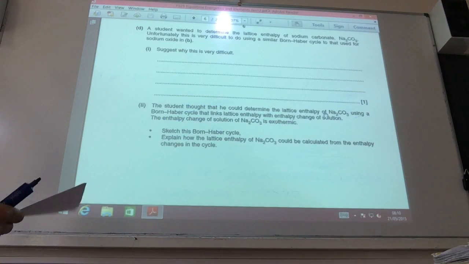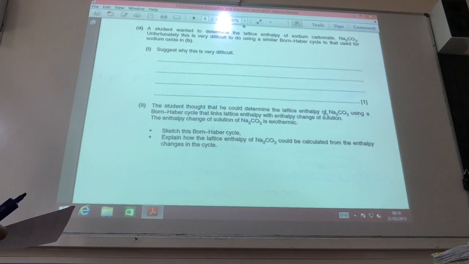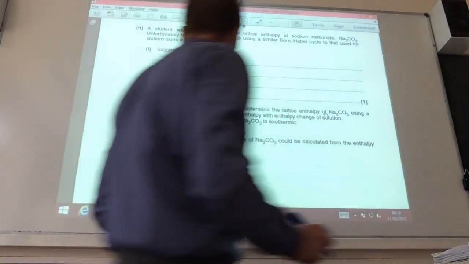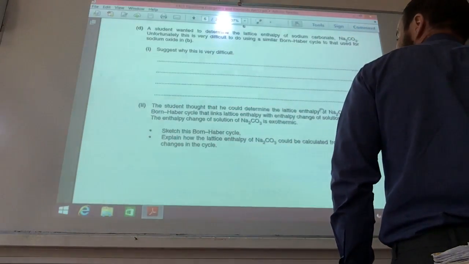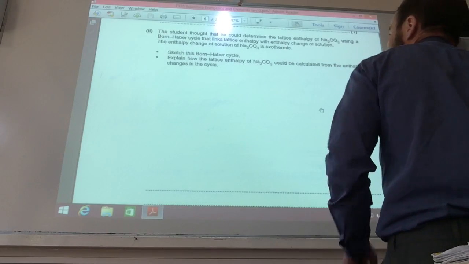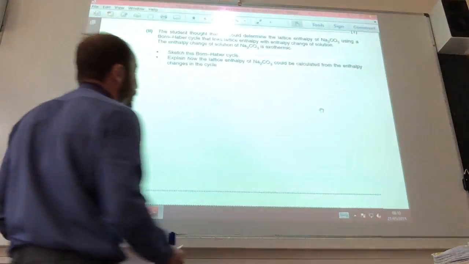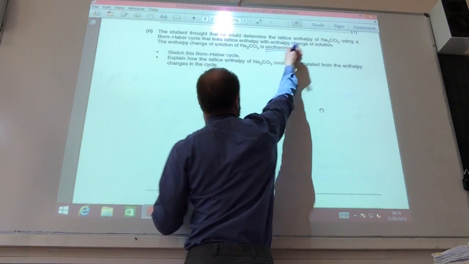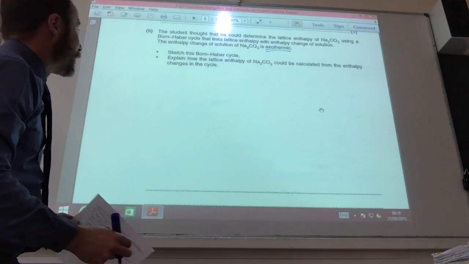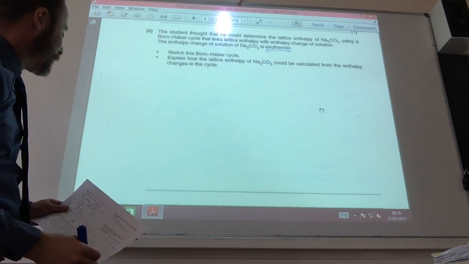Student wants to determine the lattice entropy of sodium carbonate. Very difficult to do using a similar Born-Haber cycle. Why? It's because you need the formation of the carbonate anion as well, which you don't have. Student thought you could determine the lattice entropy of sodium carbonate using entropy change solution, which is exothermic. Okay, that's really important. Sketch this Born-Haber cycle.